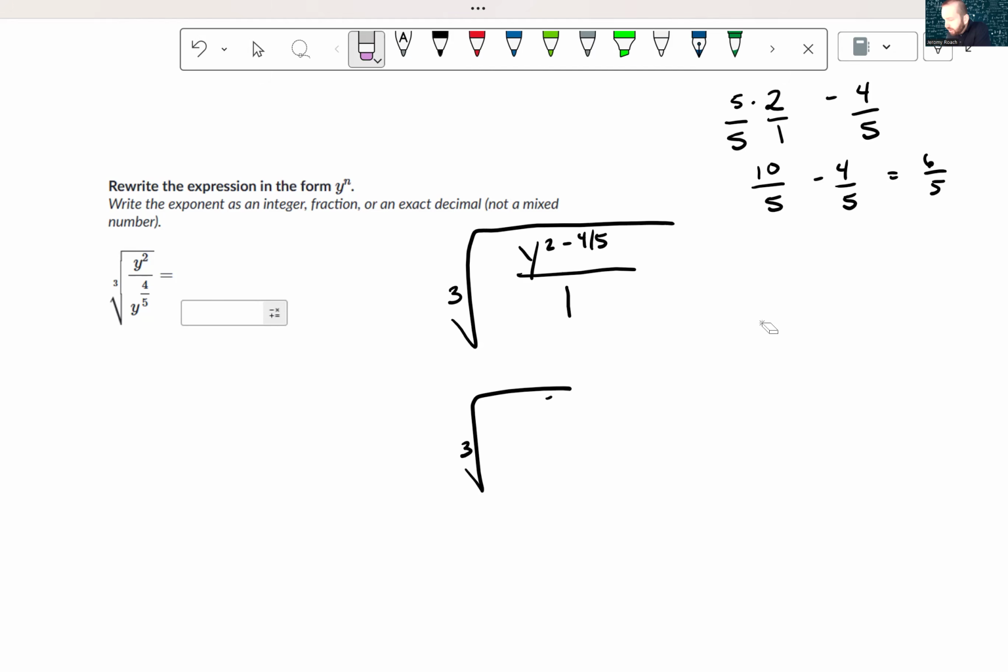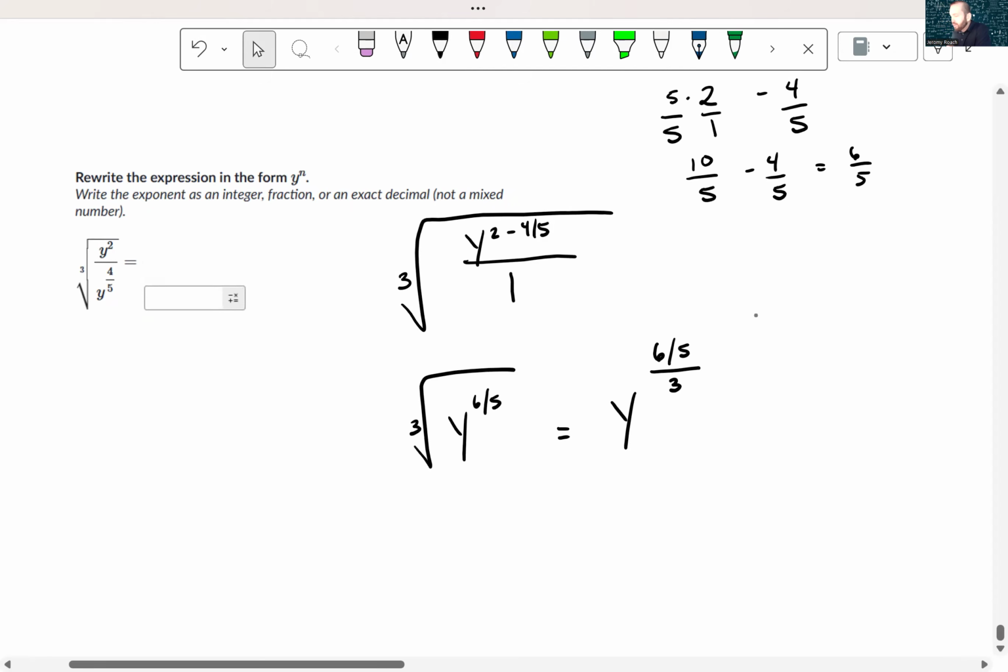So really, we just needed to write it like y to the 6 over 5. Okay, now we've got to write it as a fraction with the cube root. So this is y to the 6 over 5 over 3. Now I think this is probably the toughest part. If you remember from middle school how to divide fractions, you can divide fractions by keeping the first number. So let's just focus on the exponent for a second.